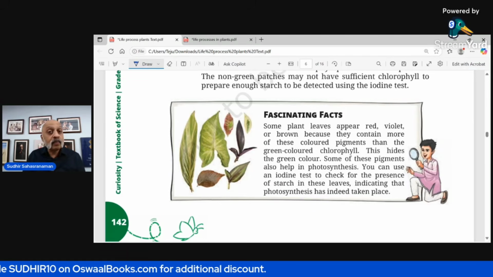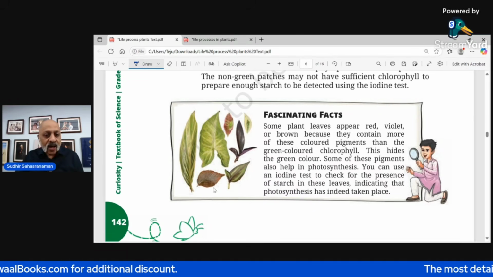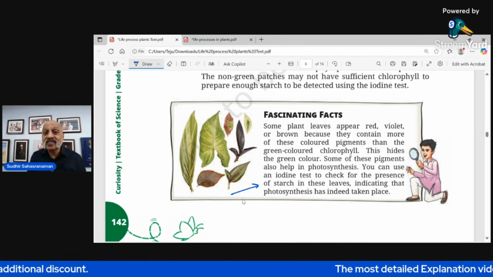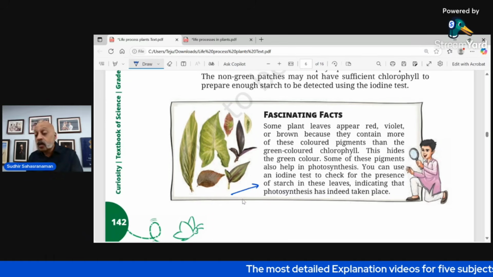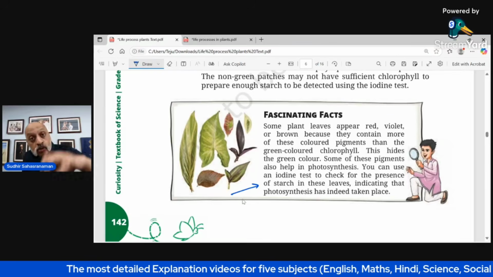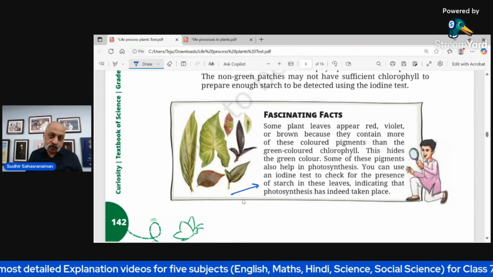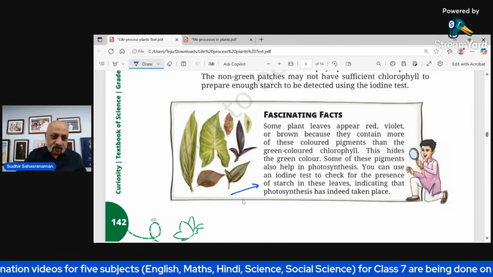Some of these pigments also help in photosynthesis, and so if I do an iodine test, I'll be able to find out whether starch is being produced in the boundary of the leaf also, or is it being produced only in the center of the leaf. Okay, isn't it fascinating? Great.